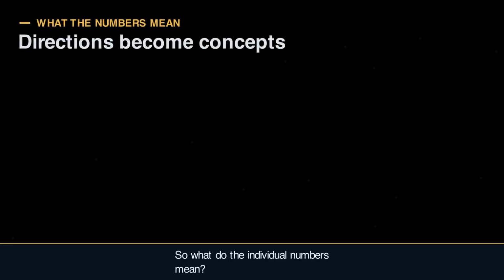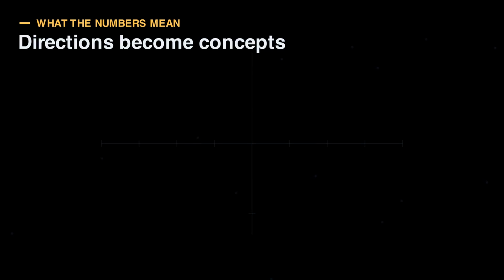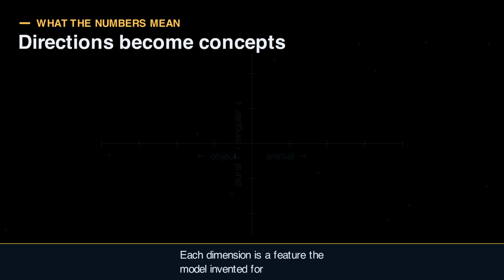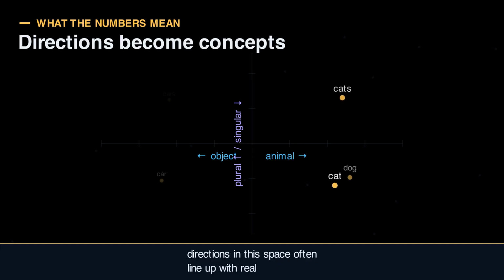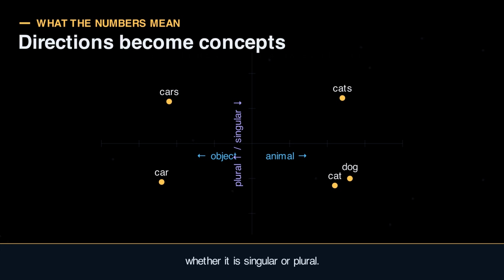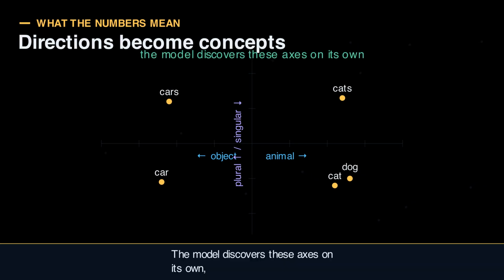So what do the individual numbers mean? Each dimension is a feature the model invented for itself. Nobody labels them by hand. But after training, directions in this space often line up with real ideas. One direction might track how animal-like a word is, another whether it is singular or plural. The model discovers these axes on its own, purely from predicting the next word.